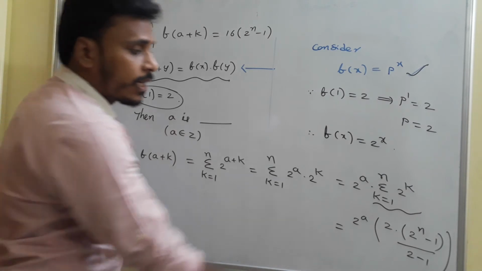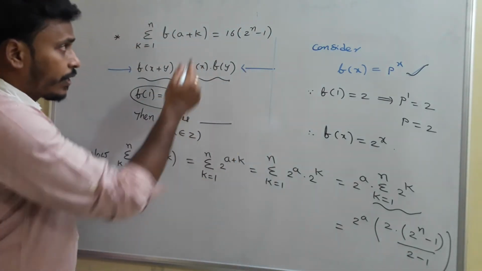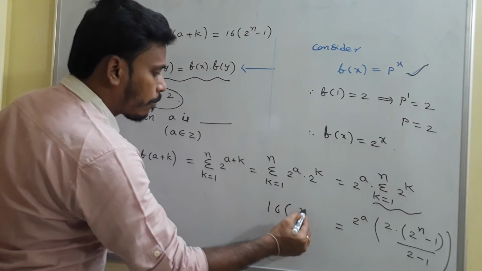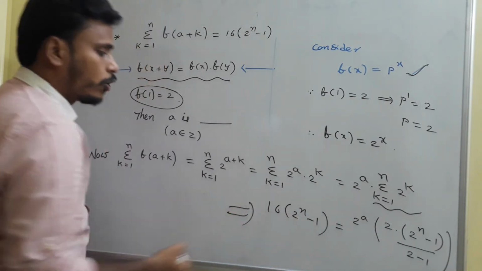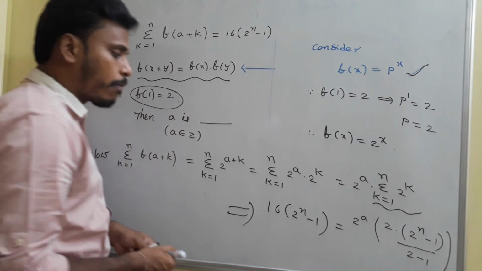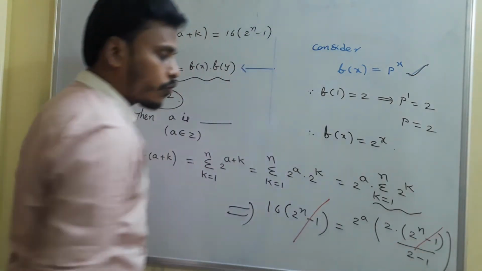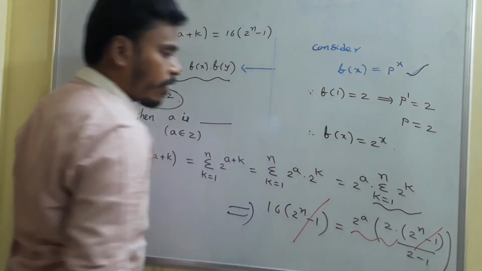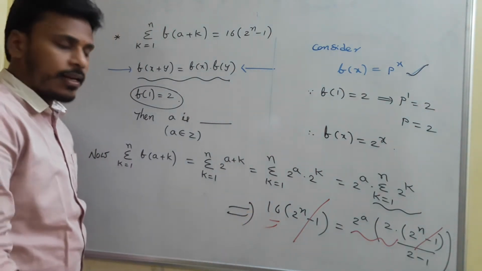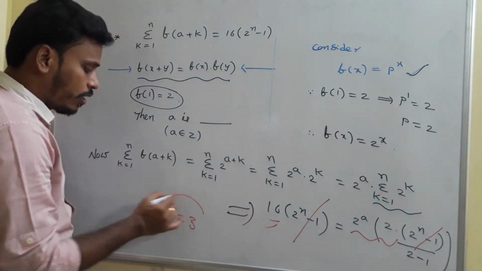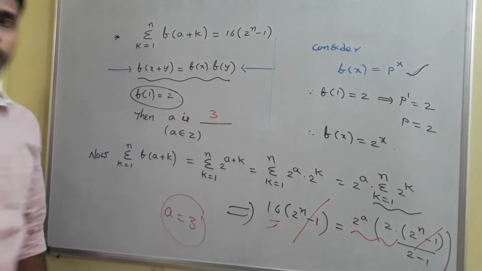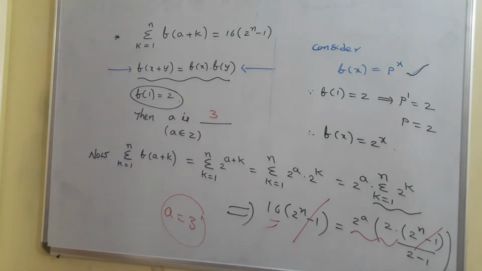You need to compare this result with the given 16 times 2 power n minus 1. When you compare, this 2 power n minus 1 cancels with that 2 power n minus 1. This is 2 into 2 power a, and this is 16. So very clear, the value of a is equal to 3, and your answer is 3. There ends the problem. So the main part is identifying the function f of x as p power x from the given functional relation.